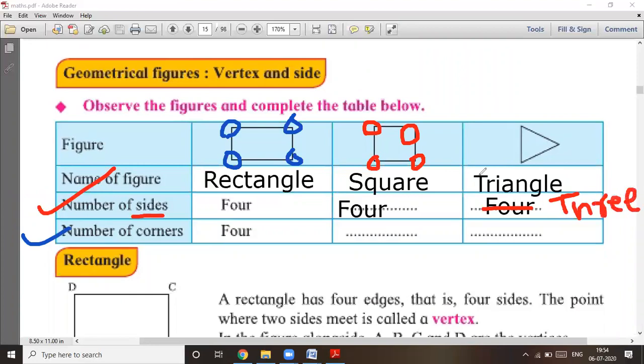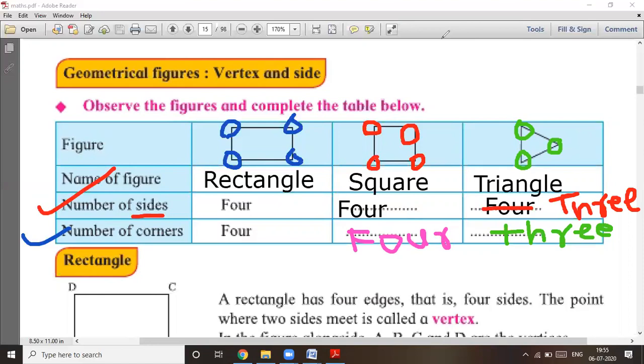So it is 3. And if you see this one, the triangle, there are three sides, three corners. 1, 2, and here 3. So here answer is 3. THREE 3. And here answer is 4. FOUR 4. Here answer is 4. Your answer is 4. FOUR 4.